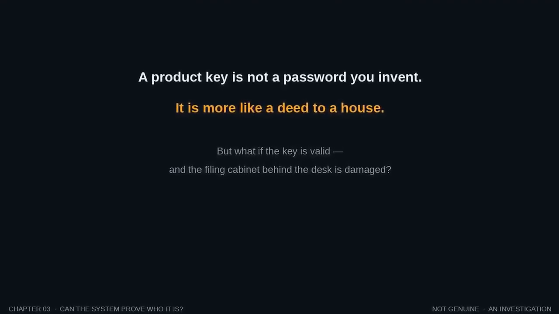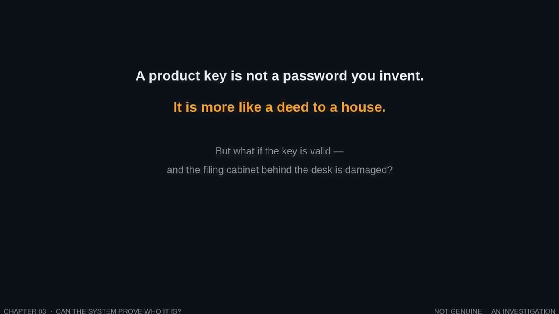What if the key is valid? You know it is valid, and the warning still returns, then the problem may not be the identity you offered. It may be the filing cabinet behind the desk, the activation records themselves, damaged enough that Windows cannot complete the proof even when the answer is sitting in your hand. That is where the investigation escalates from identity to evidence.